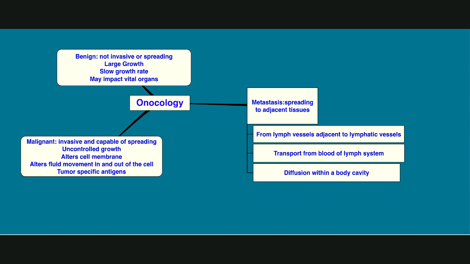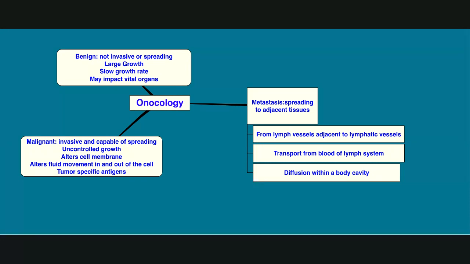When we talk about malignancy, that is invasive, and it is very capable of spreading. The growth of a malignant tumor is uncontrolled. The malignancy alters the cell membranes. It also alters the fluid movement in and out of the cell, but it also creates tumor-specific antigens. But we'll talk about that later whenever we start talking about diagnostics. But you have tumor-specific antigens for certain types of malignancies.